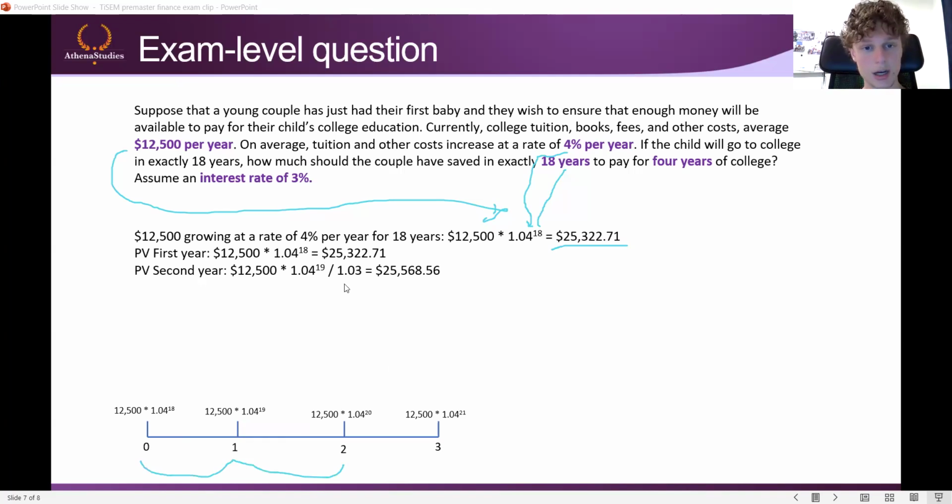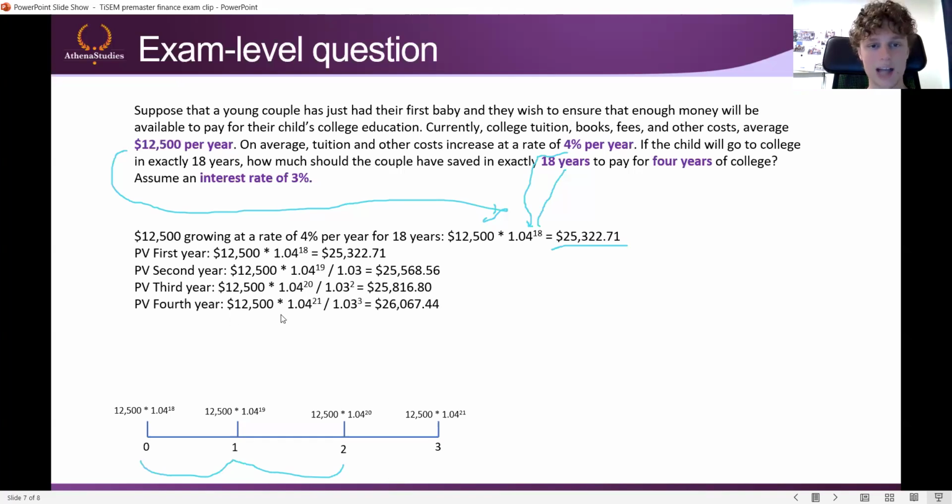So we take 12,500 times 1.04 squared by 20 divided by 1.03 squared, and that gives us the present value of the third year, which is $25,816.80. And then for the last year, we do the same thing.